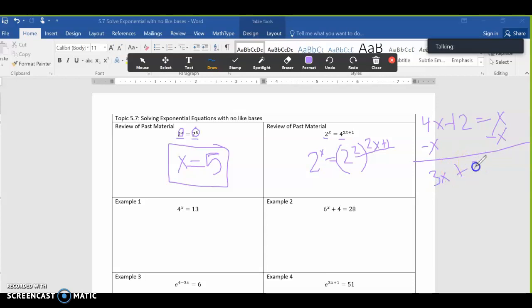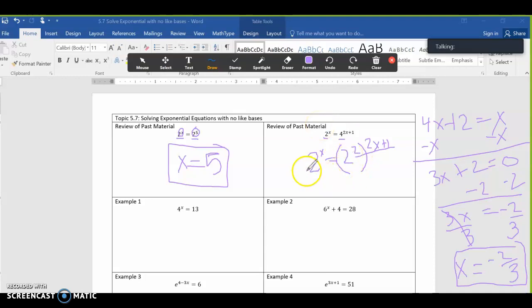3x plus 2 is equal to 0. Subtract 2 from both sides to get x by itself. 3x is equal to negative 2. Divide both sides by 3. And then x is negative 2/3. Okay? So in the second one, our bases were not the same, but we could make them the same by writing 4 as 2 squared, because those are equivalent.